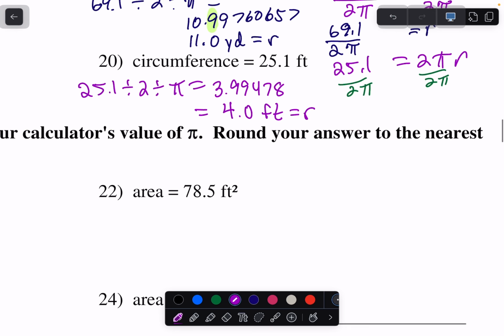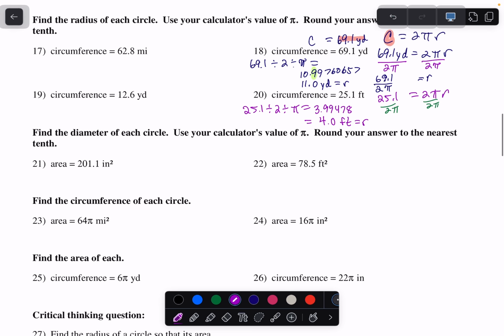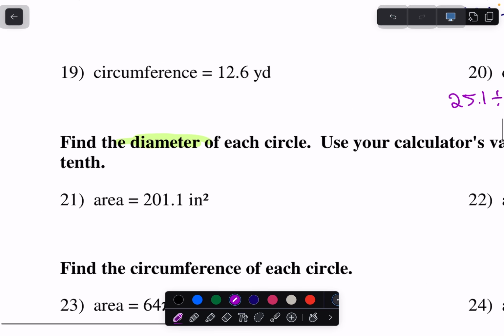Okay. Anybody notice a word that's new in 21 and 22? They said diameter, right? Okay, so we need some information. So highlight that little word or circle that little word. But I want you to put a little piece of information at the top. That the diameter is 2 times the radius.